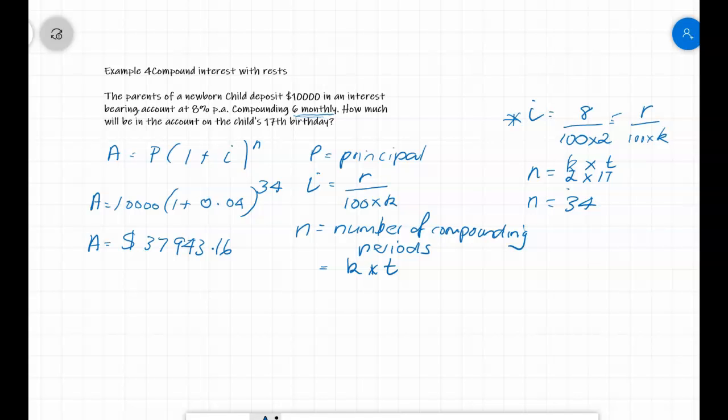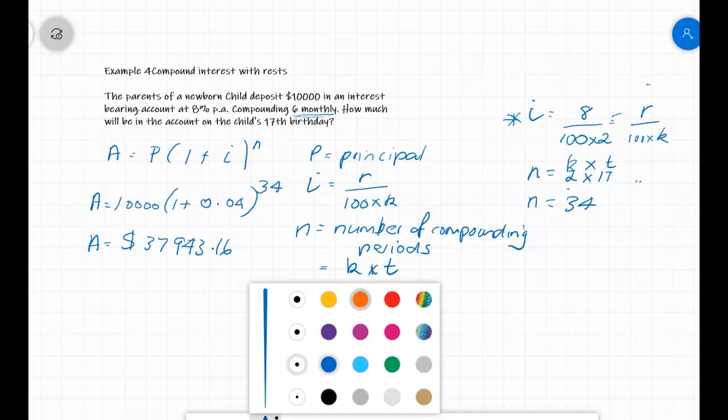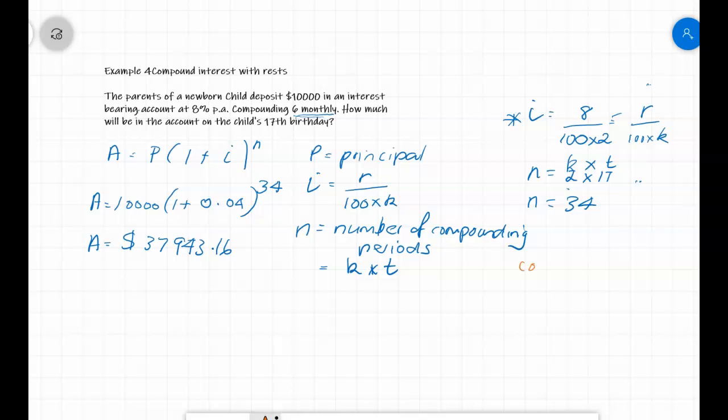37,943.16. So this isn't the first time I think we've seen this idea of N and the I changing around. It's because we have compounding periods. And do watch those compounding rests. I'm going to change pens because I would give money every time that someone has got this. So compounding 6 monthly, or compounding and has 6 monthly rests, they're the same thing. It means we do the same idea. Rests, they're just different words.